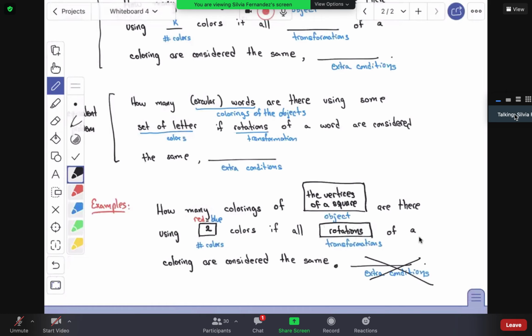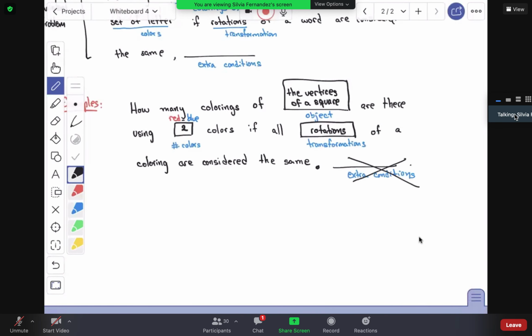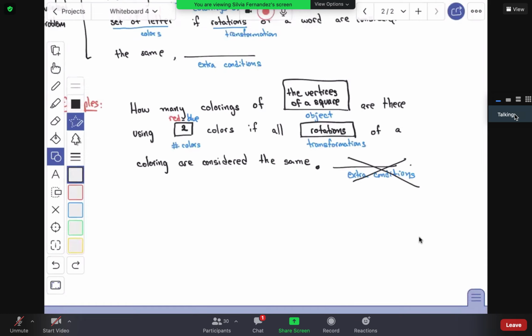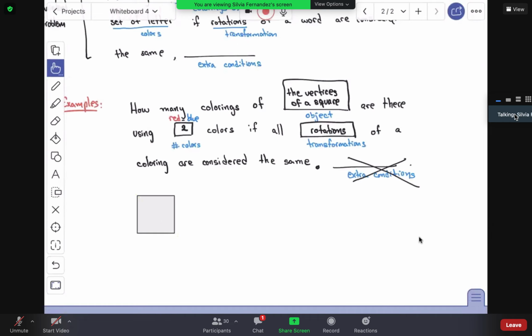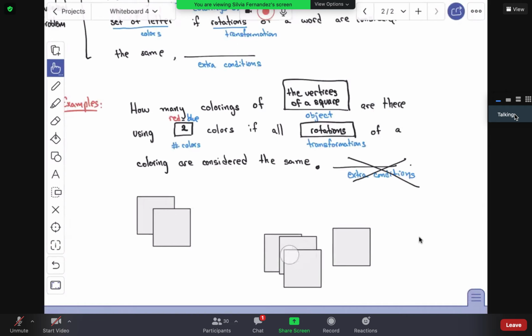Okay? So how many colorings of the vertices of the square are there using red and blue if all rotations of a coloring are considered the same? So what does this mean? Well, I have a square. So let's see if I can draw a square. No, I want a perfect square. Let's see. Okay, so there. How many colorings of the vertices of the square are there using red and blue if rotations are considered the same?